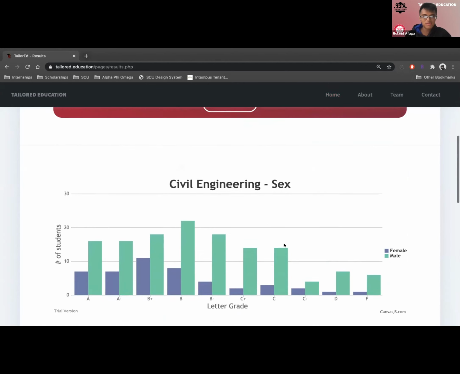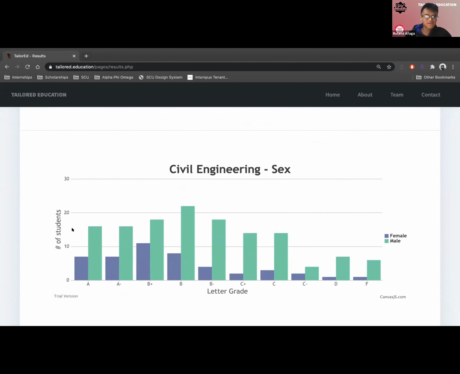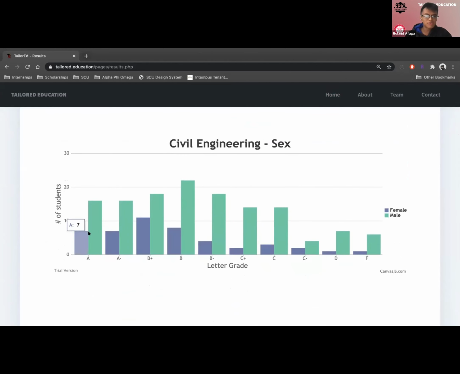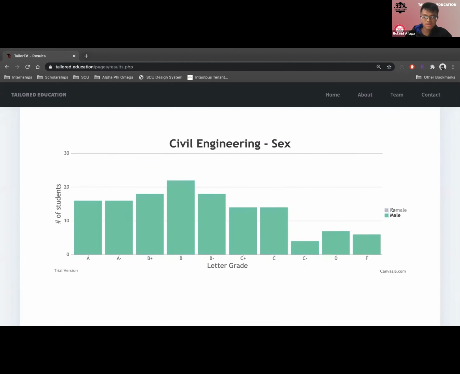So you'll be able to have the three graphs that you had seen earlier. With the web tool, you'll be able to specify how many, or you'll be able to zoom in to see how many people or students got the grade in each of these categories. So for sex, we have both male and female, but on the right-hand side of the screen, you can toggle off and on just to narrow down the focus.